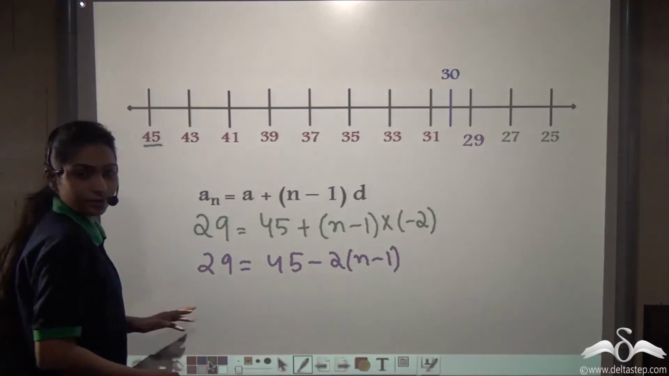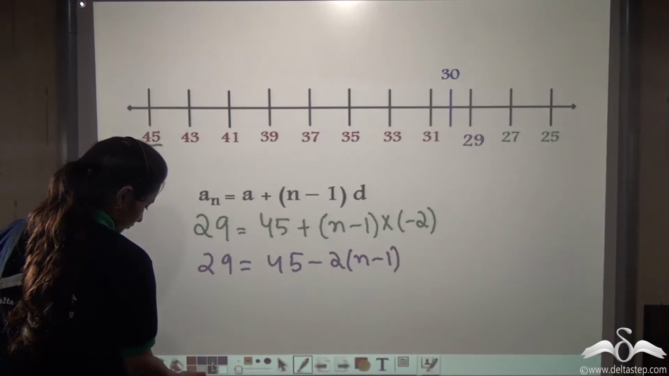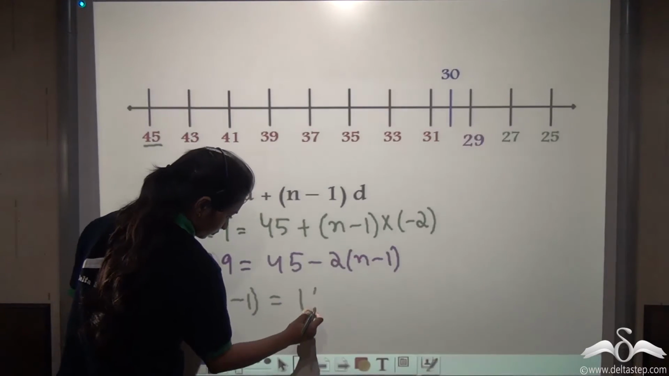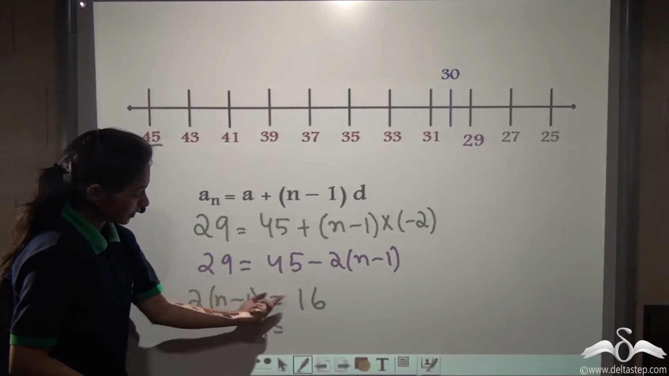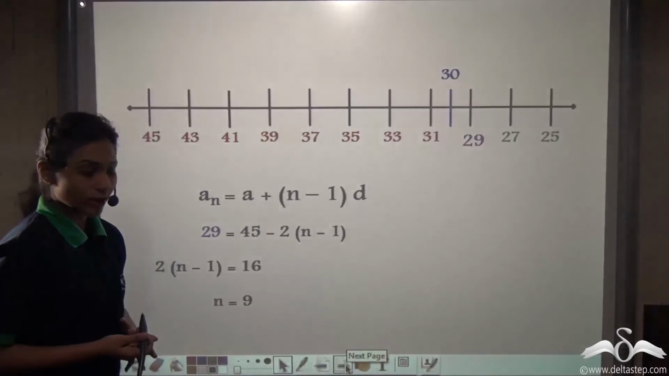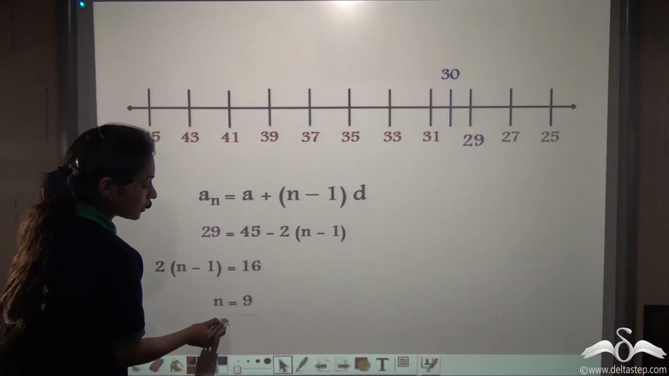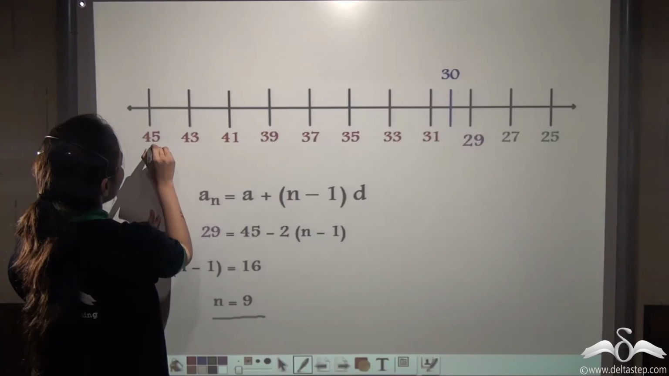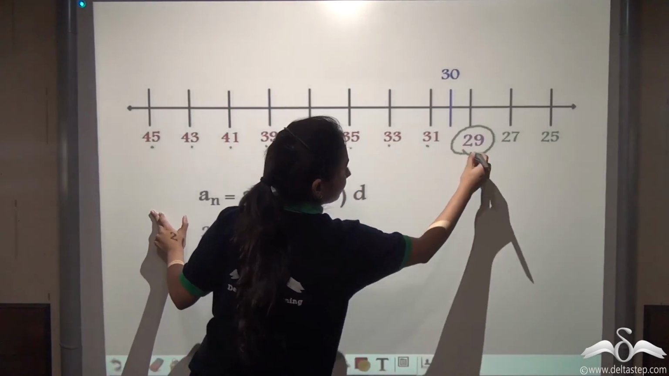Now solving this for n, what do you get? What will be the value of n? It will be 16 by 2, 8, and 8 plus 1, 9. So you can see that the position of 29 in this AP series we got is 9, right? You can check that from the number line as well. 1, 2, 3, 4, 5, 6, 7, 8, 9.